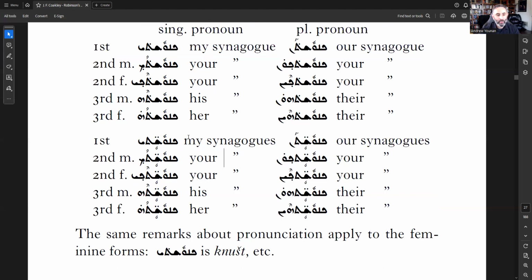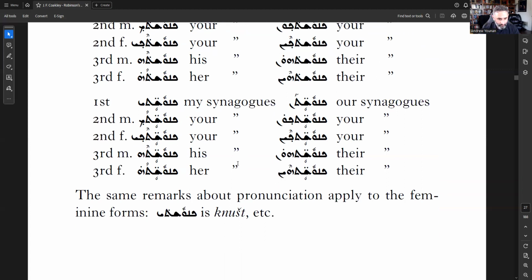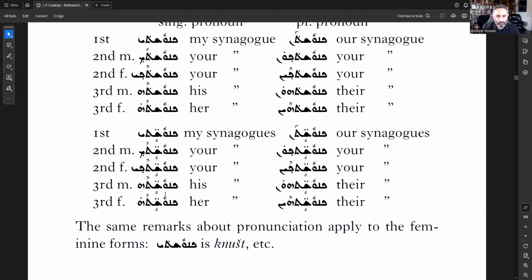So let me just read through them. Knushathi, knushathach, knushathech, knushatheh, knushathah, knushathan, knushathchon, knushathchen, knushathon, knushathen. The same remarks about pronunciation apply about the silent yod. Do with that what you may.